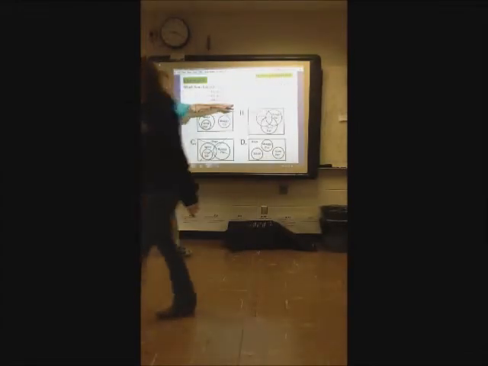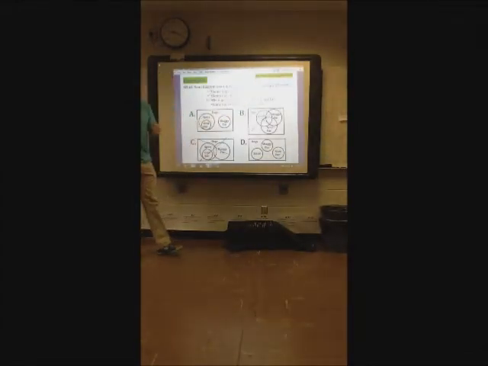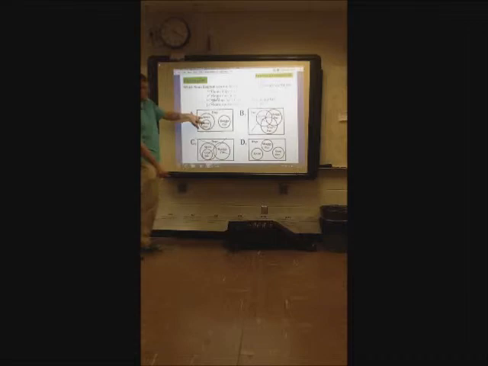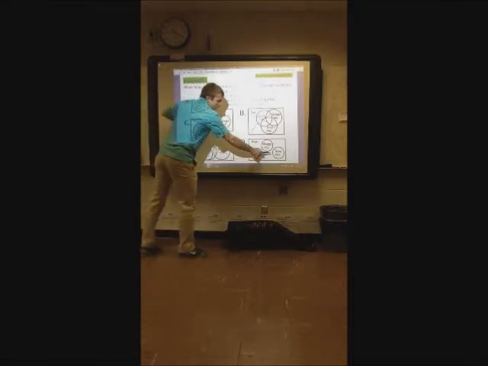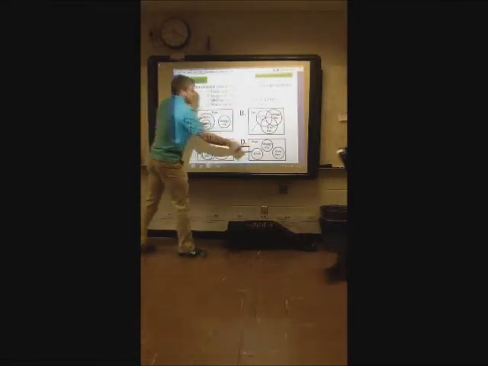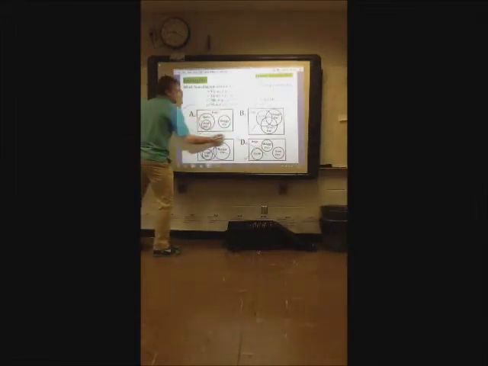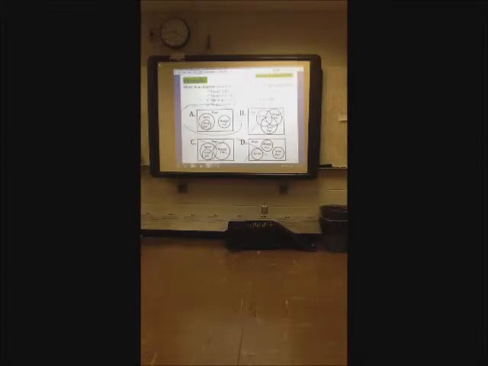It says some spotted dogs have gray fur. So should those intersect or not? Yes, they should intersect a little bit. Do they intersect here? Yeah. And you look down here, spots and gray do not intersect. So that's no good. And A was your answer. Any questions about that?